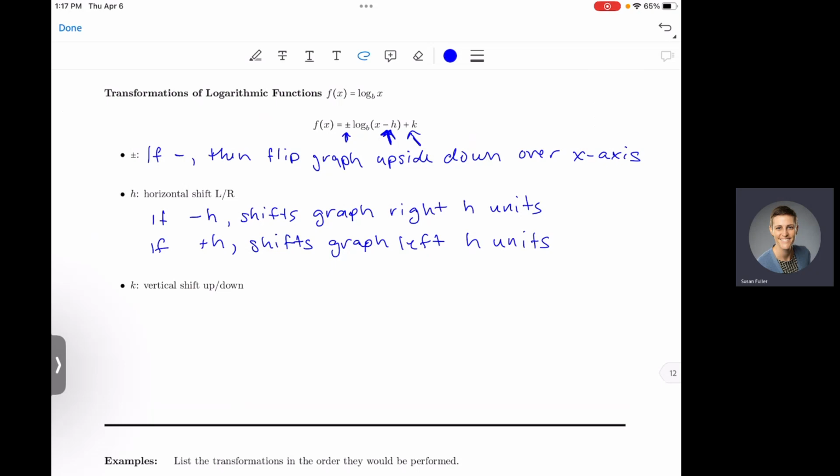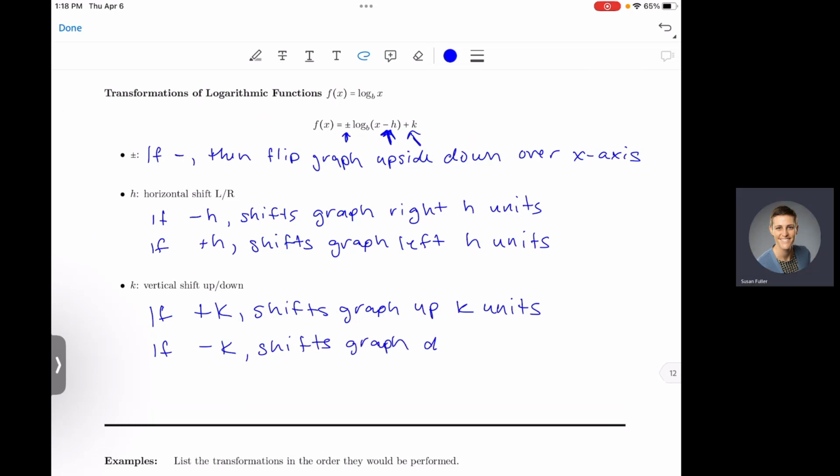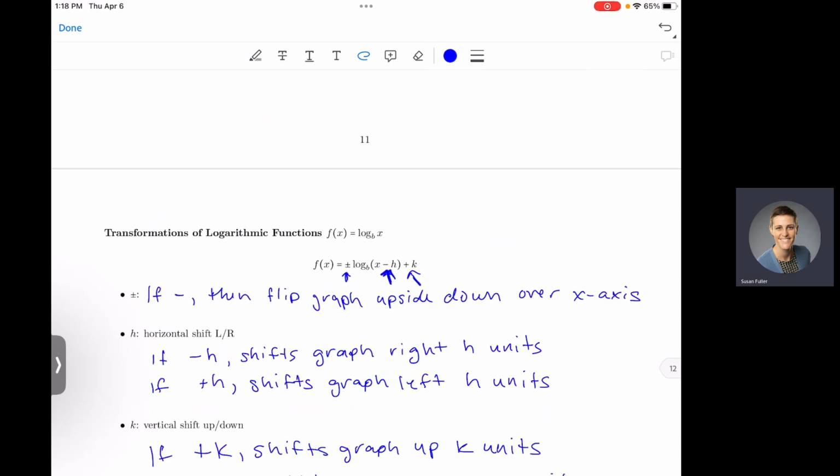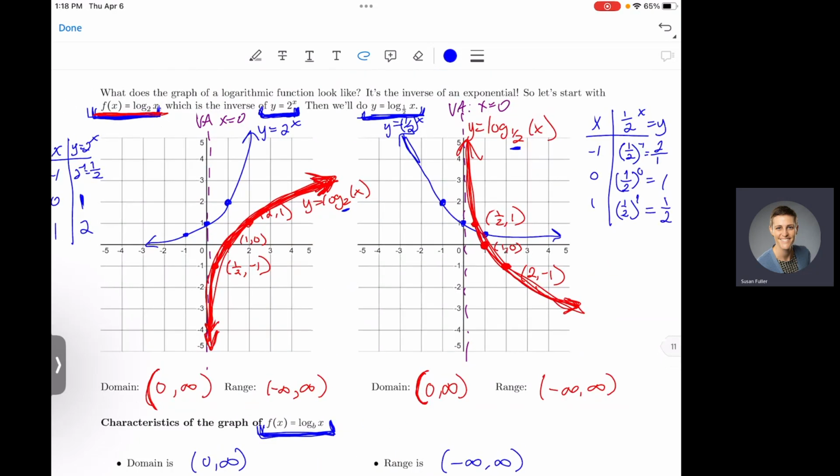And if you add or subtract a k to the outside, that's going to shift you vertically up and down. And this is going to move the way that you think it will. If you add k to the outside, it will shift your graph up by k units. And if you subtract k from the outside, that shifts your graph down by k units. So this one has a vertical asymptote, right? These log functions have vertical asymptotes here at x equals 0. Which transformations here will affect your vertical asymptote? Well, if you take this whole thing and flip it upside down, your vertical asymptote stays in the same place, so that won't change. If you shift this graph up and down, your vertical asymptote stays in the same place.